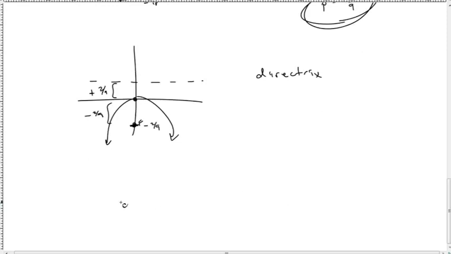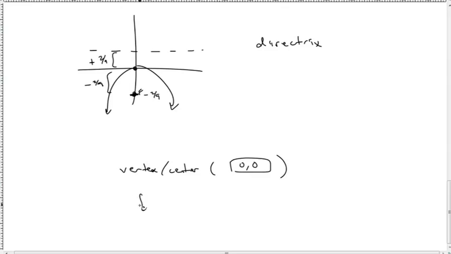And so let's go ahead and answer what they have. They say, hey, find the vertex, center. Again, they'll probably just have vertex. I'm going to say either one. And we have to fill it in. Well, it's 0, 0. We already found that. Find the focus. And they want it as a point. So what is this point right here?